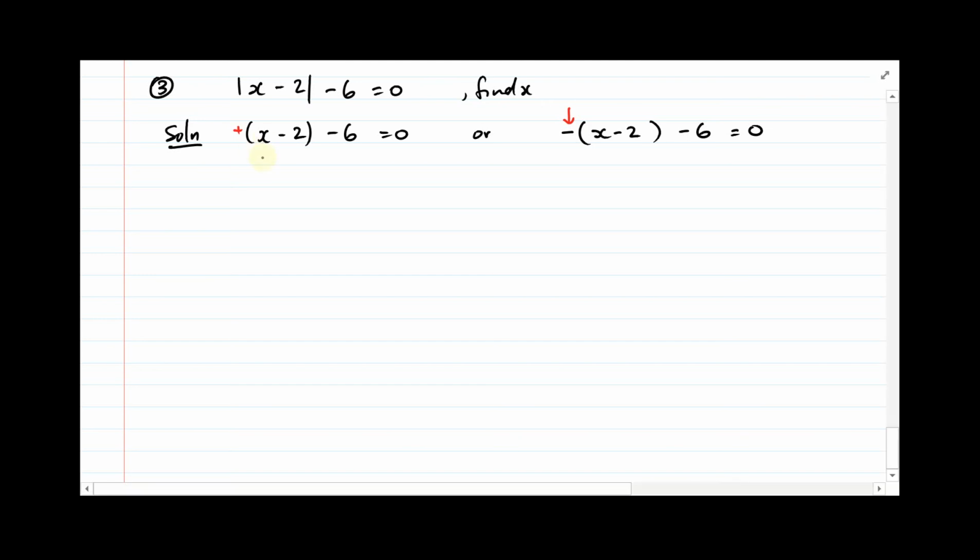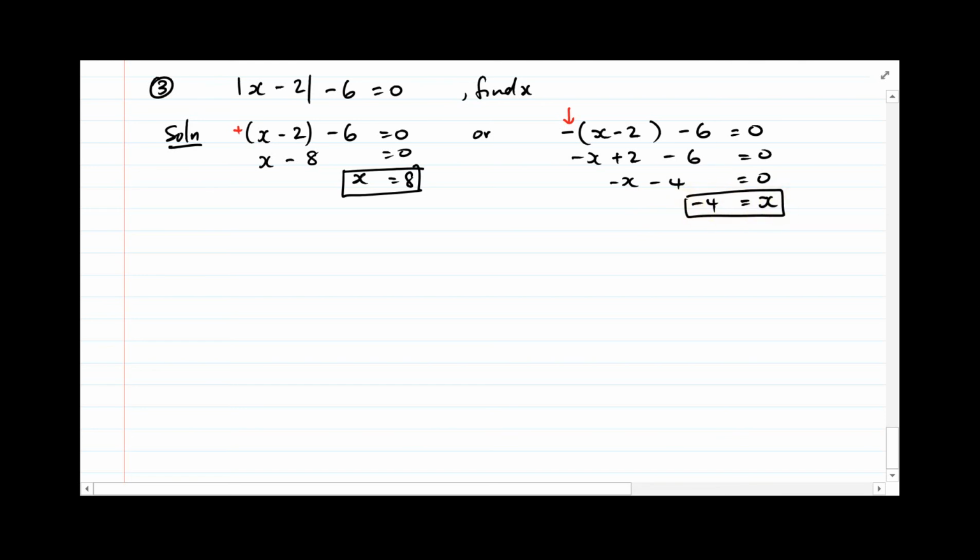All right, let's proceed to solve. Removing the brackets, I would have x minus 8 equals 0, or x equals 8. So I'm done with this side. This is my proposed solution. Distributing, like many of you like to do, I end up with negative x minus 4 equals 0. Minus 4 equals x. So these are my two proposed solutions. I'm going to check.